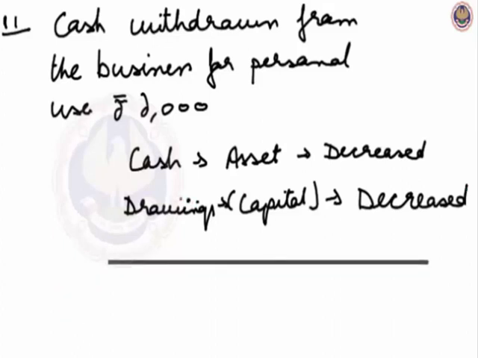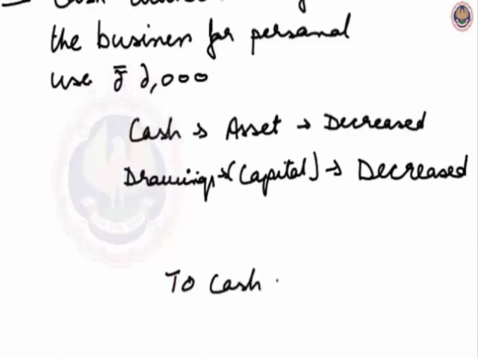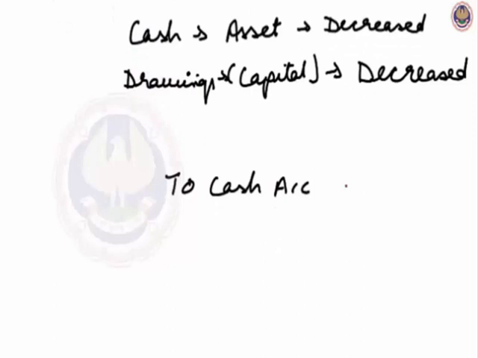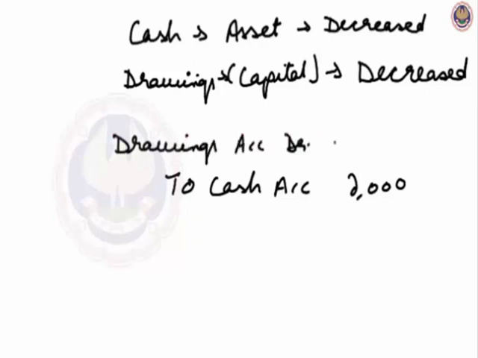So we know whenever asset is decreased, it is credited. So cash account will be credited. And whenever there is a decrease in capital, it is debited. So instead of using the term capital, we use the term drawings. So our entry will be drawings account debit to cash account. Amount is how much? 2000.